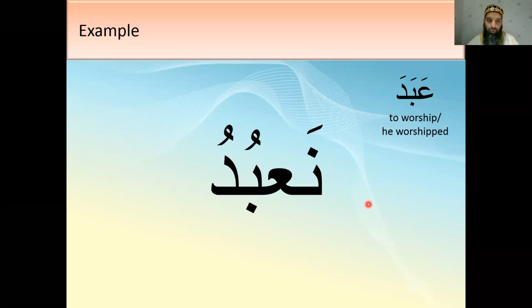Right, so na'budu, we worship. You alone, iyaka na'budu, we worship. How would I say, you alone, I worship? Have a look at your table. Non-Arab, please. How would you say, you alone, I worship? Yeah, a'budu. A'budu means I worship. Na'budu means we worship. Right?